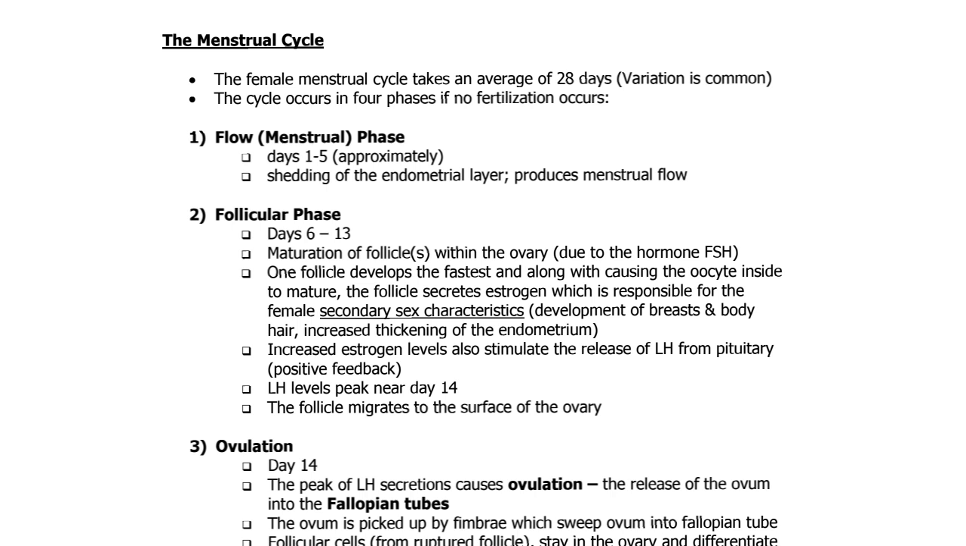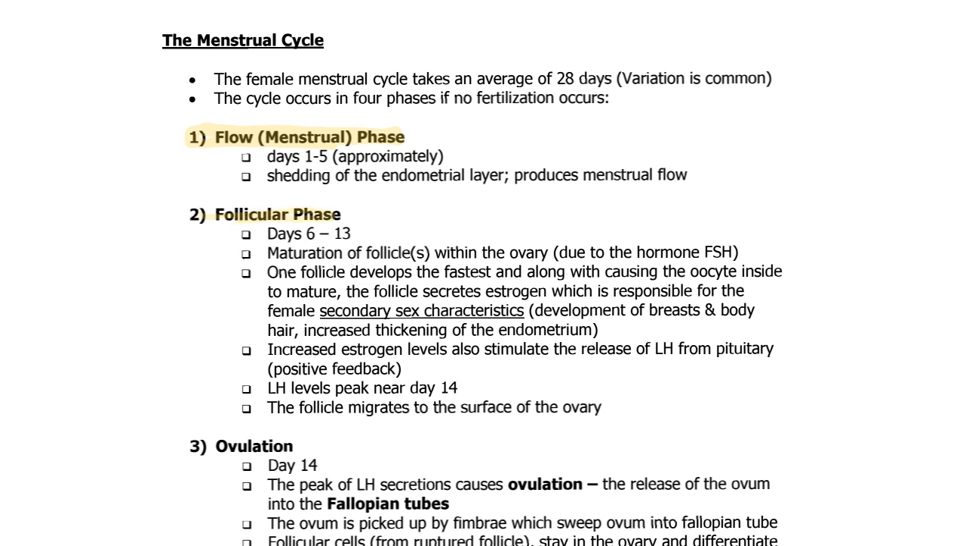So, contrary to what people might think, the beginning of the cycle is in fact the flow phase or the menstrual phase where the endometrial lining is shed, and that's about days 1 to 5. And again, variation can be common in that as well. We're going to say it's about days 1 to 5, and that's where the endometrial layer is shed. It produces menstrual flow. It is basically the time of the period.